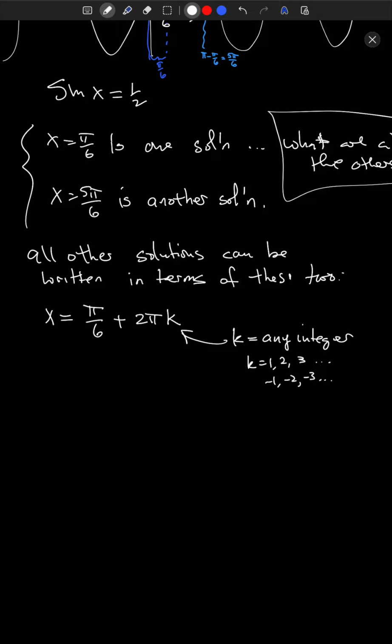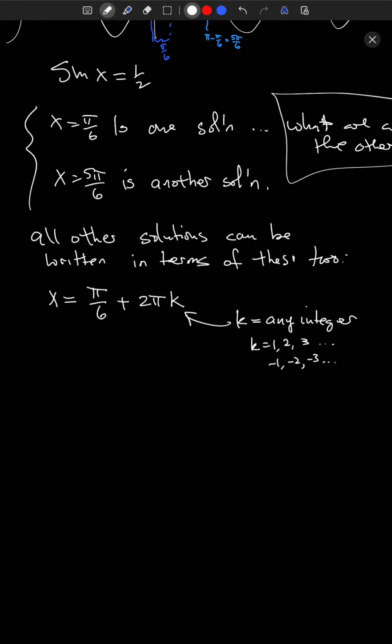If I wanted you to tell me another solution, you could use k equals 1. So that would be pi over 6 plus 2 pi, which is 13 pi over 6. If I want you to give me another one, you could use pi over 6 plus 2 pi times 2, so pi over 6 plus 4 pi. Another one, pi over 6 plus 2 pi times 3, so pi over 6 plus 6 pi. Or pi over 6 minus 2 pi, pi over 6 minus 4 pi, pi over 6 minus 6 pi, and so on. So this is a shorthand for writing an infinite number of solutions.